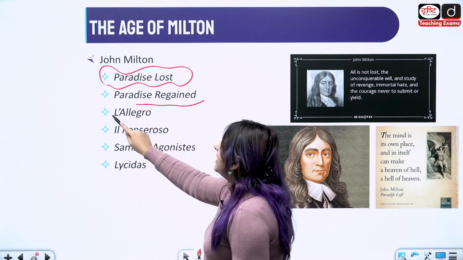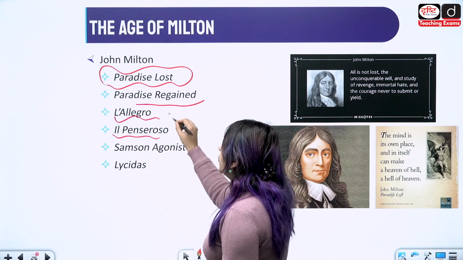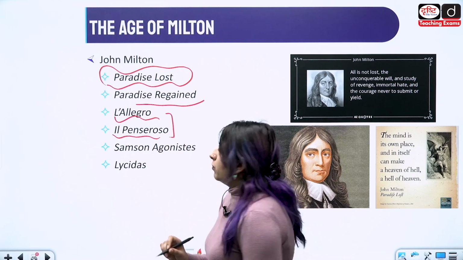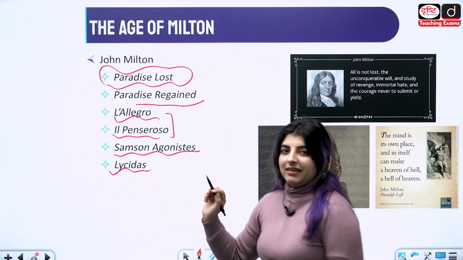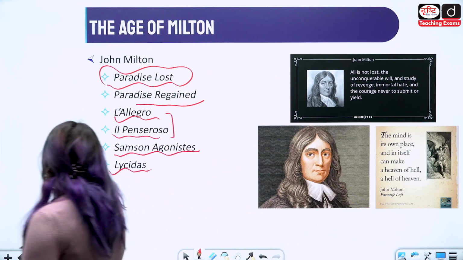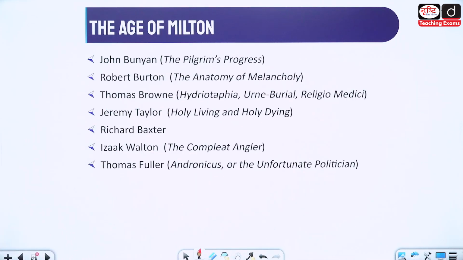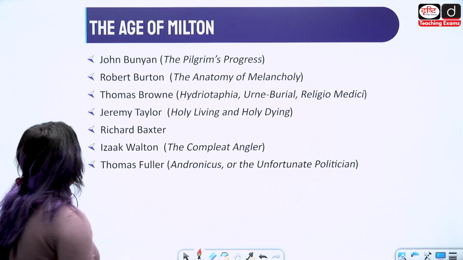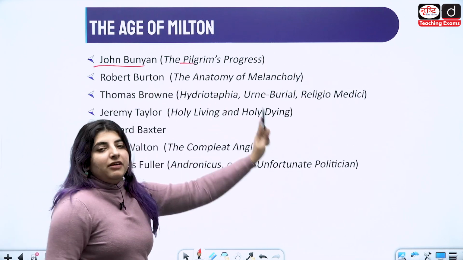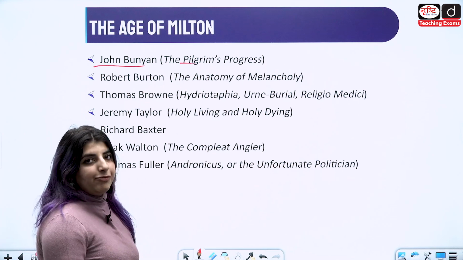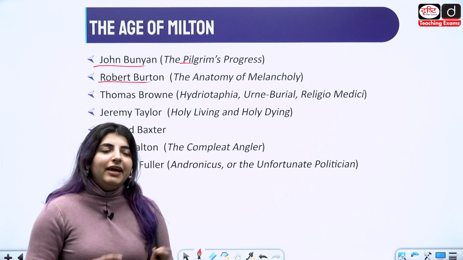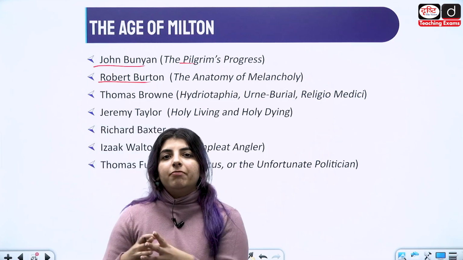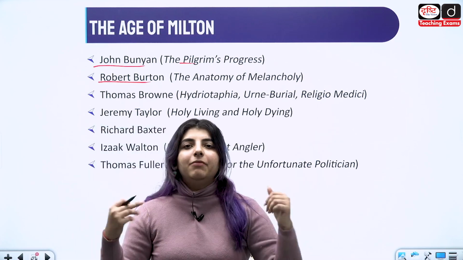Paradise Regained, L'Allegro and Il Penseroso, which are companion poems. Why are they? Samson Agonistes and Lycidas. All these works of Milton we are going to deal with. Then we have other contemporaries of Milton like John Bunyan, The Pilgrim's Progress, at times questions are asked. Robert Burton, The Anatomy of Melancholy, and how different types of melancholy he tries to describe in his work.